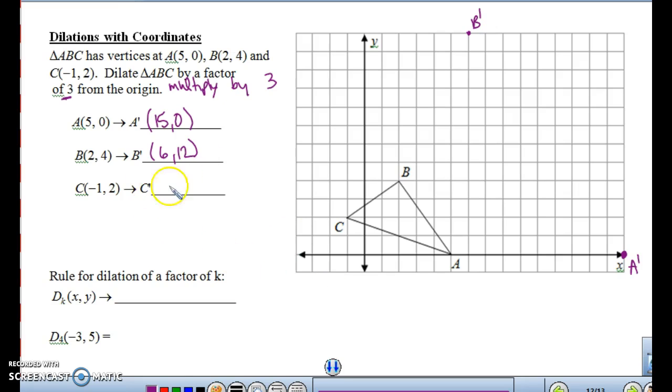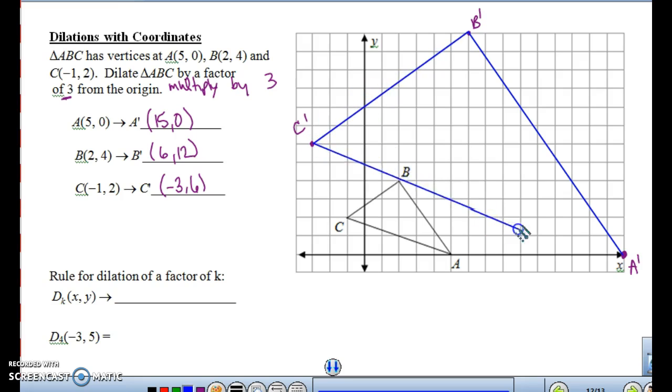All right, so let's look at C and C prime. -1, 2 multiplied by 3 would be -3, 6. 1, 2, 3, and 1, 2, 3, 4, 5, 6. And there is C prime. Now if I connect my points, now this is a factor of 3, so it should be larger. It should be 3 times the size and 3 times the distance away from the origin. So there's my triangle, and you can see it's 3 times the size and 3 times the distance away from the origin.